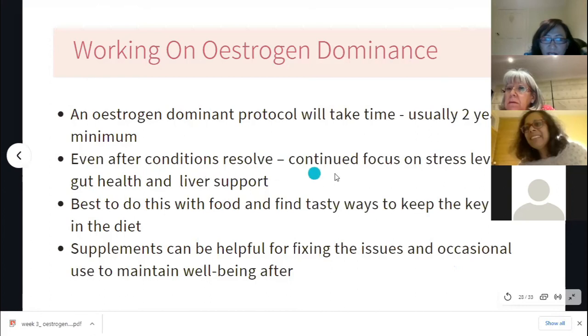So even after the conditions have resolved, continue to focus and work on your stress level. Like I said before, it should be a long-term, lifelong mission, not a short-term thing just to fix a certain problem. And because it's a long-term thing, we don't want to put our body through a lot of pain by eating food that we don't like. So at some point you've got to think, what is it you like in terms of taste, smell, texture, and then find something that's going to work for you with a lot of the foods that we have already mentioned, or take it in a supplement form if you're not able to do it through your food.